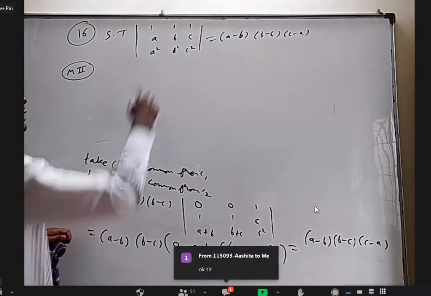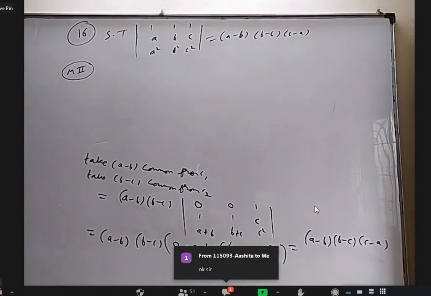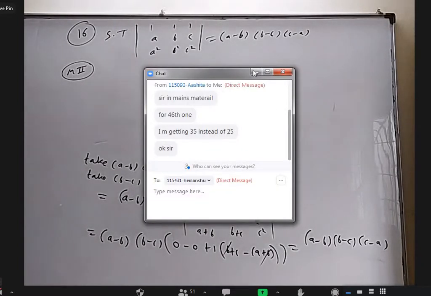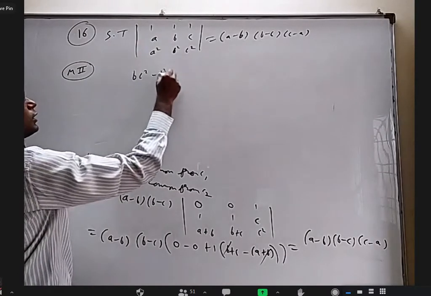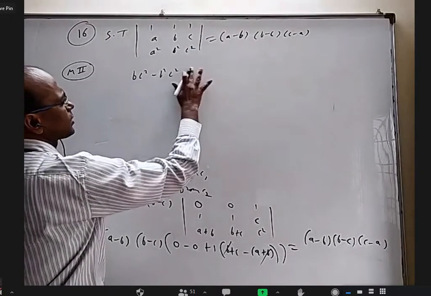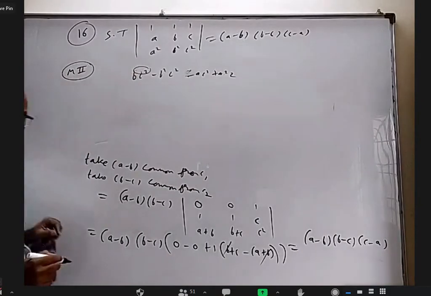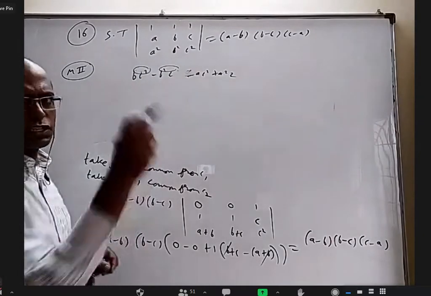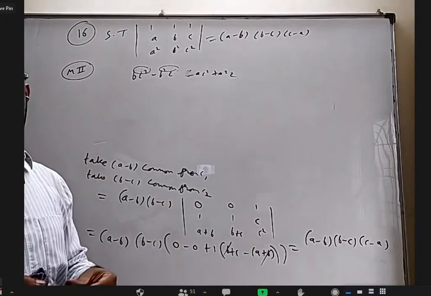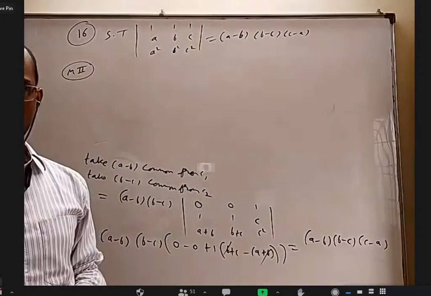Method 2. When you expand this, is it an algebraic expression in terms of a, b, c? Yes, sir. And can I say the degree of each and every term in that algebraic expression is 3? When I expand directly, I'll get bc squared minus b squared c, minus ac squared plus a squared c, something like that. You can see the sum of the powers is 3 in each term. So it is a third degree polynomial expression in terms of a, b, c.